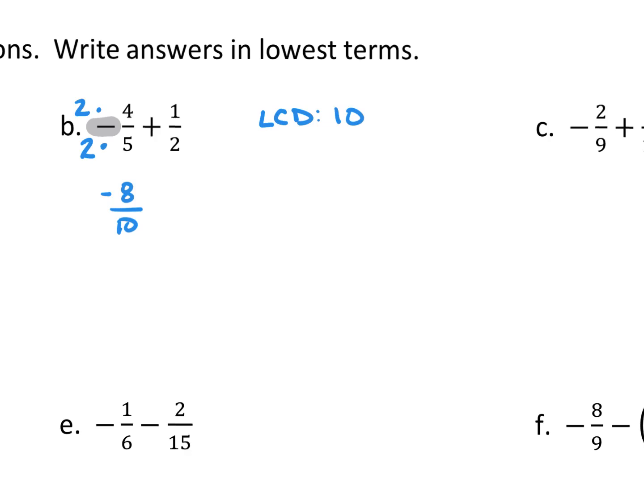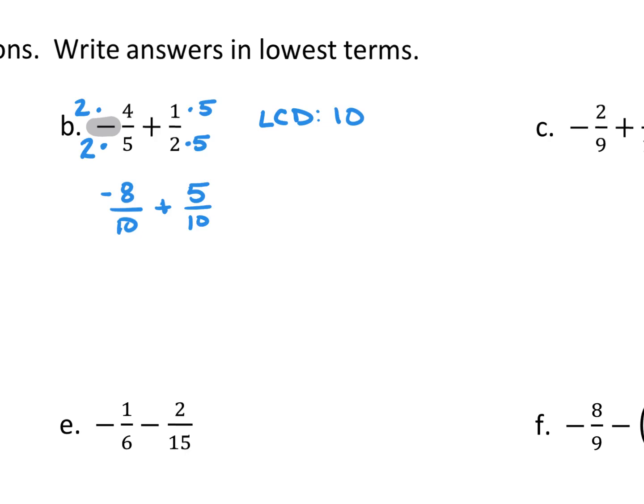All right, second fraction. How do we get from 2 to 10? Here we want to multiply by 5. And again, whatever we do to the bottom, we do to the top, and we get 5 over 10.